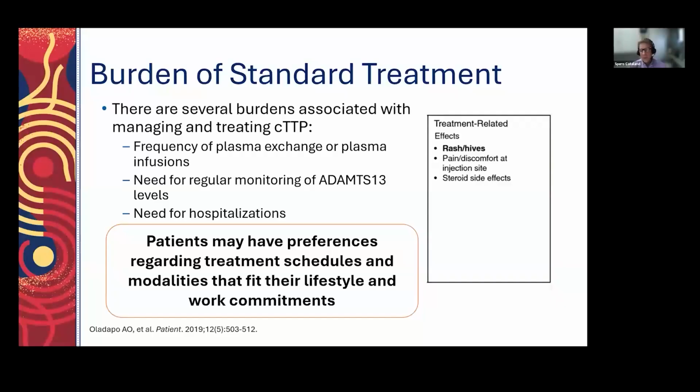But with these treatments, there are side effects to plasma-based therapies, especially rashes, hives, discomfort at the injection site. If they're on steroids, there's obviously side effects. But the vascular access to achieve a plasma infusion program can be quite burdensome as well, whether it's an indwelling line, rarely I've seen fistulas, but also just a peripheral line can be burdensome. So patients are going to have preferences regarding their treatments, the schedules that really fit in their lifestyles and their goals in life as well as work life.